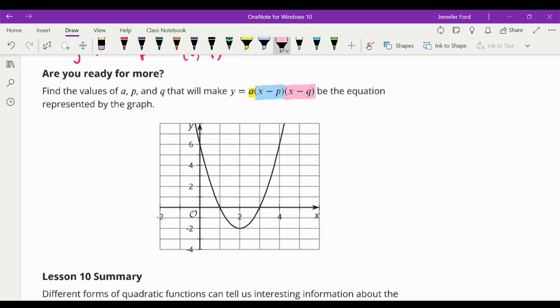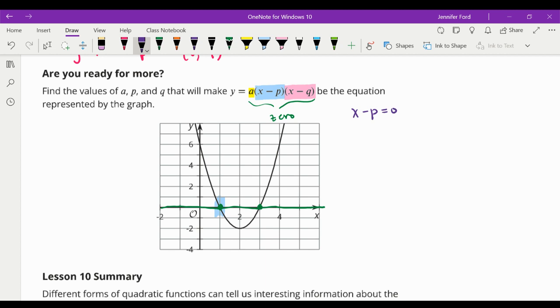Why this is important is that when I'm looking at the x-intercepts, those horizontal intercepts, those are this point and that point. Those are the two times when this whole expression equals 0. So essentially one of these points is going to make the factor x minus p equal 0. So let's go ahead and figure that out.